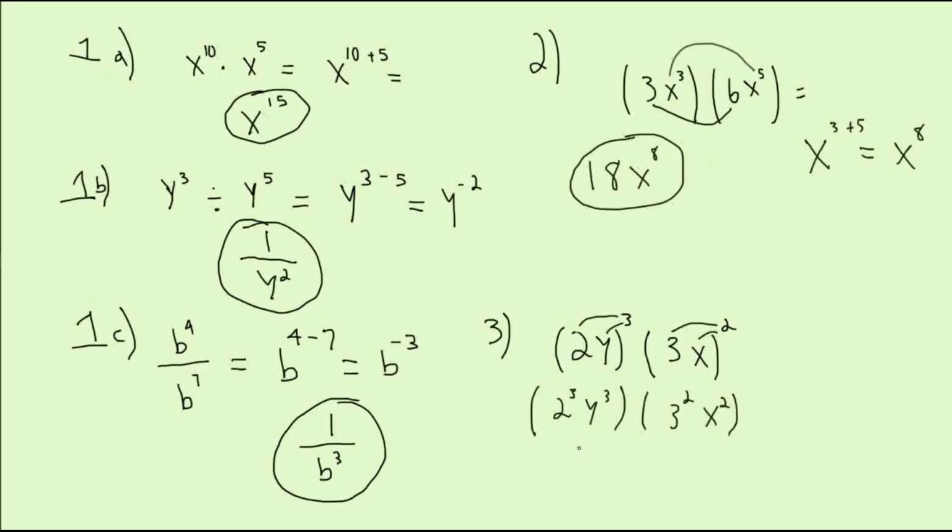Now we know that 2 to the 3rd power is 8 and y to the 3rd power, and 3 to the 2nd power is 9, and we just have our x squared here. Now we can just multiply, just the way we did in our problem 2. 8 times 9 is 72, and y to the 3rd power and x to the 2nd power, they're not like terms, so we will just leave them as is. We cannot multiply them. So we'll just have y to the 3rd power and x to the 2nd power.